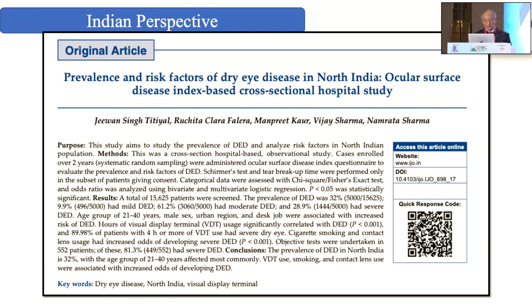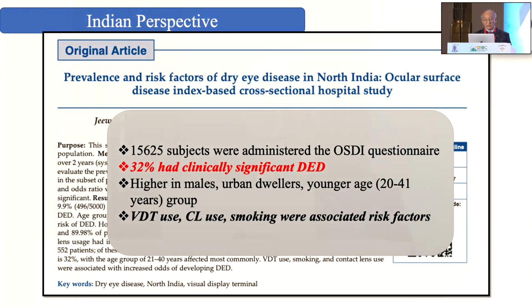So this is the published article from RP Center in IGO, where we looked into a large number of patients coming to our OPD, and we subjected them to OSDI questionnaires. We found almost 32% coming to RP Center OPD had a clinically significant dry eye disease. We see almost 5 lakh patients a year, and this is a very significant number of patients having these symptoms, not coming for a dry eye treatment, but coming for other purposes also.